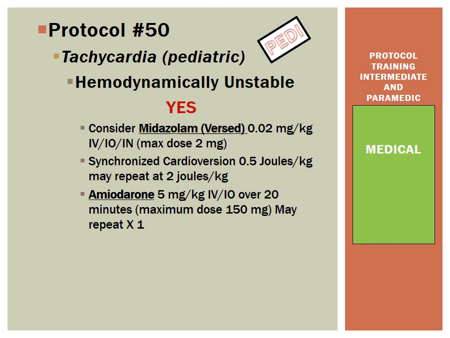Okay, so for our pediatric tachycardia patients who are hemodynamically unstable, we are going to consider midazolam, if time permits, for sedation. 0.02 milligrams per kilogram, IV, IO, or IN, max dose of 2 milligrams. We are going to synchronize cardiovert our patient at 0.5 joules per kilogram, and you may repeat at 2 joules per kilogram. And also, we're going to consider amiodarone at 5 milligrams per kilogram IV, IO over 20 minutes. Maximum dose is 150 milligrams, and you may repeat this one time if needed.